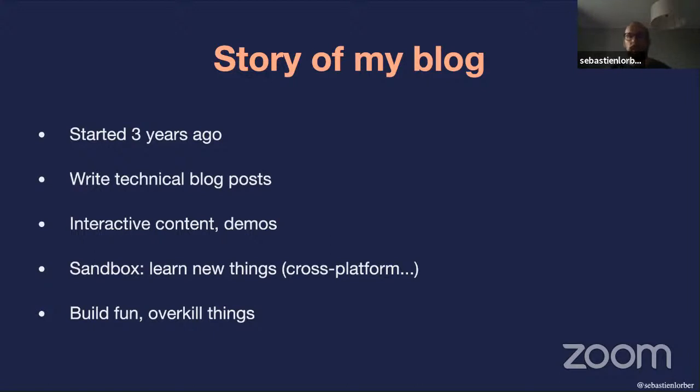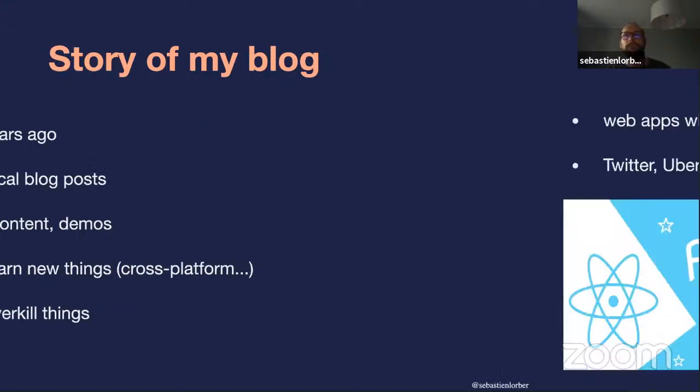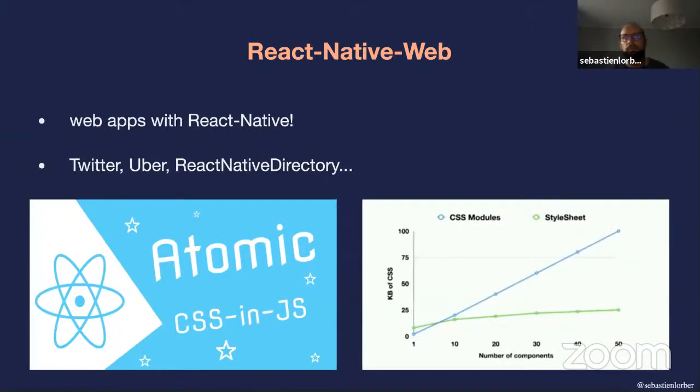At this time, I had heard about React Native Web, a technology that was created by an engineer at Twitter. Basically, the idea is to be able to create a website with React Native, and it's been adopted by Twitter, Uber, and React Native Directory, which is where you find the React Native libraries. It has interesting properties because it permits atomic CSS in JS. I've written a blog post about it if you are interested to know what it is exactly.